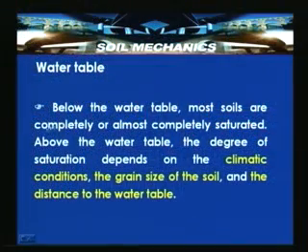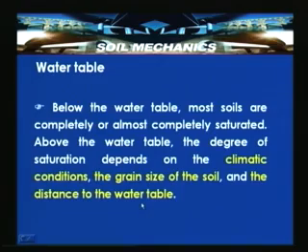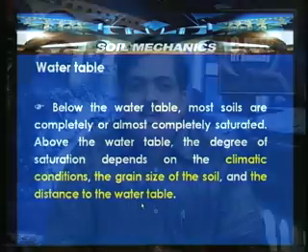Below the water table, most of the soils are saturated, that means all the voids are filled with water, and they are completely or almost completely saturated. Above the water table, the degree of saturation depends upon the climatic conditions, whether arid climates or otherwise, the grain size of the soil, and the distance to the water table.